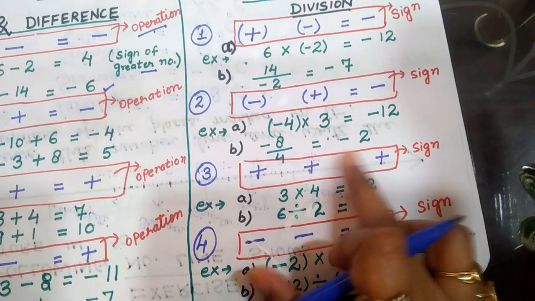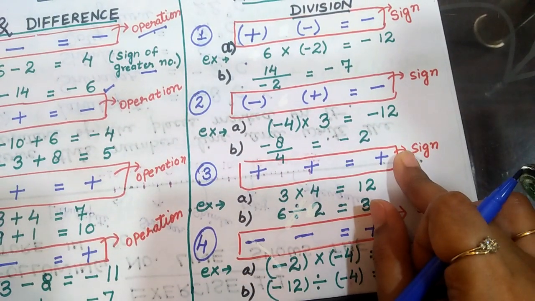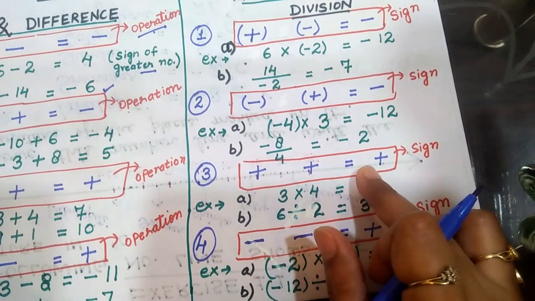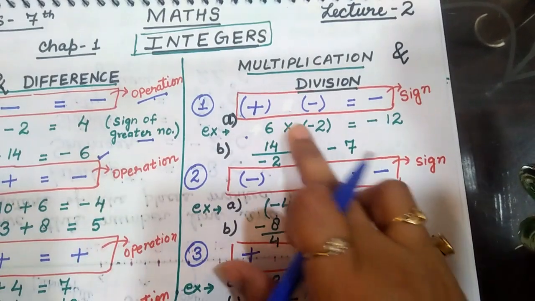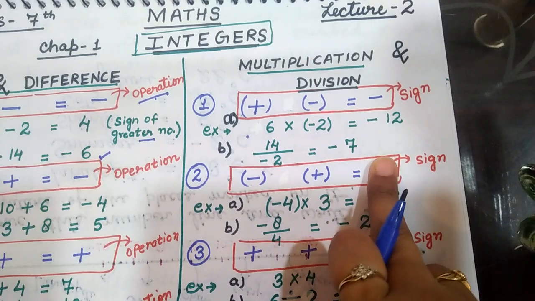And very easy: if the two signs are the same, the result will be plus, either they are both plus or both negative. And when the two signs are different, there will be minus.